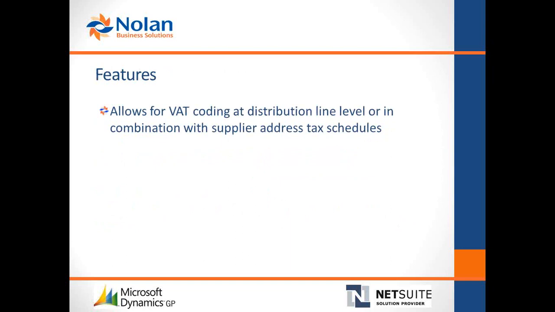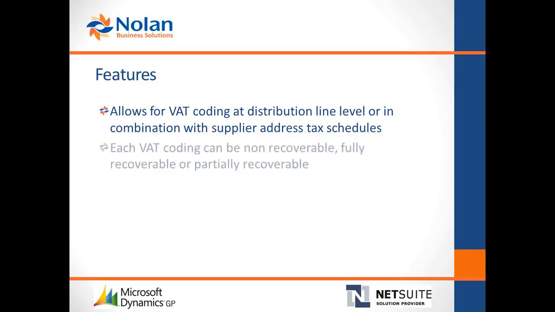Just briefly, the features: we can code the VAT at distribution line level. So for each distribution line, you can specify the tax treatment that's to be allocated for that. So it may be that a purchase invoice comes in for some goods, some relate to one cost center, some goods relate to another cost center. The system will automatically split the tax treatment between those depending on the accounts that you're posting to.